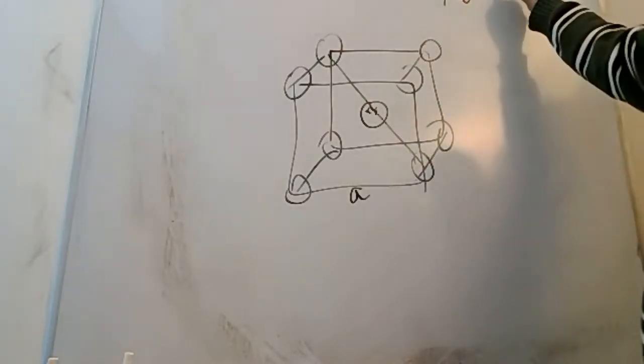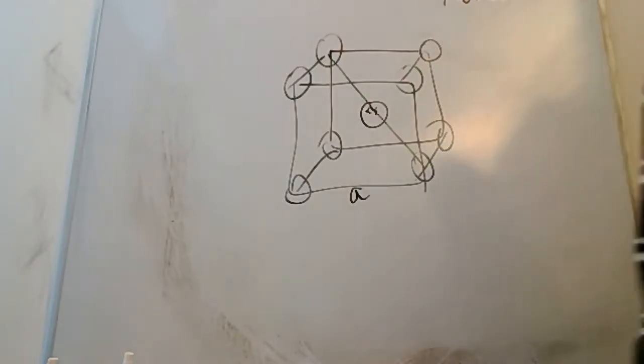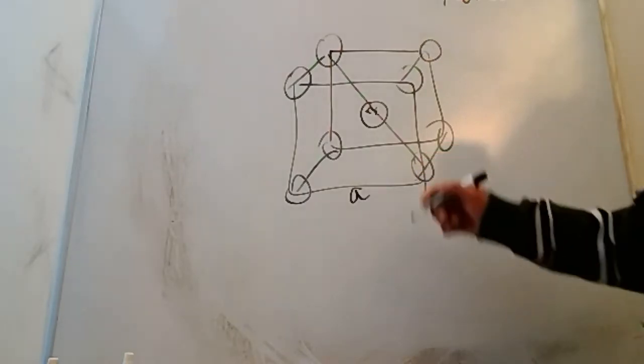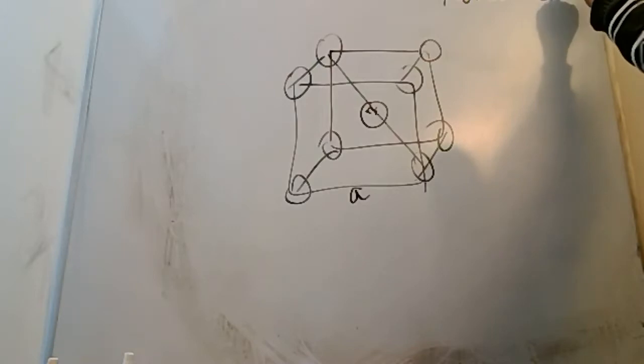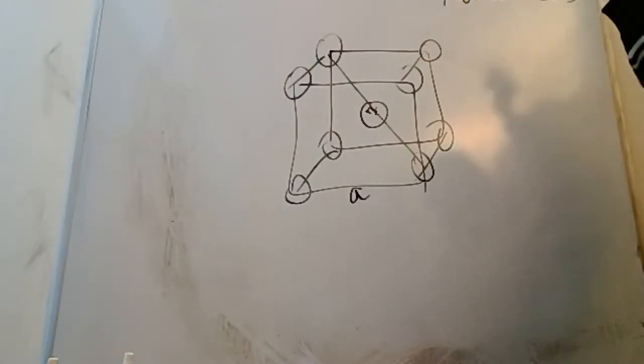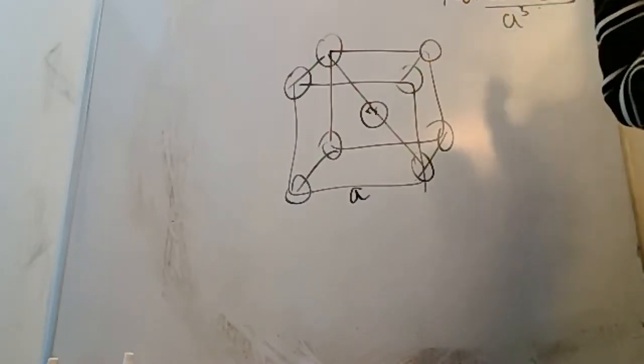So again, volume of the cube minus, how many effective number of atoms do we have in a body-centered cube? Two. So 2 times 4/3 pi r cubed. That's the volume of the atoms divided by the volume of the cube.